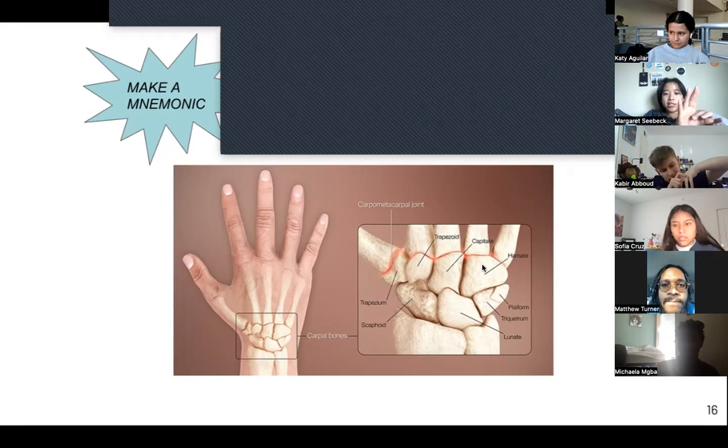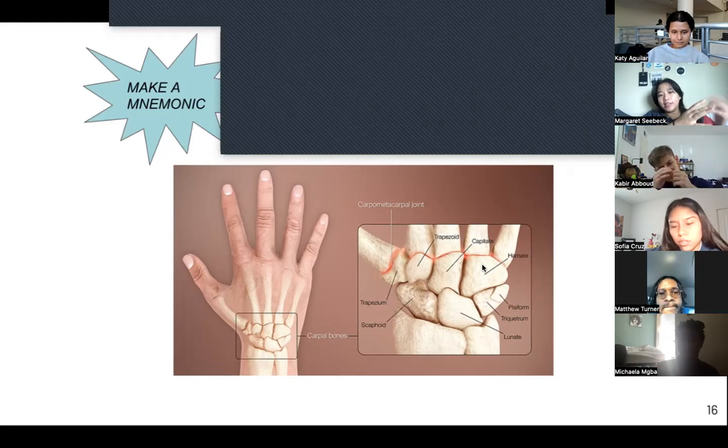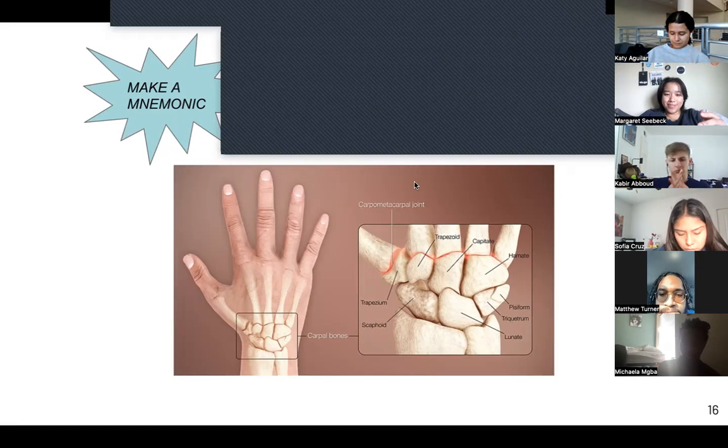And then the trapezoid is going to be right next to the captain. I don't really have a memorization one for that, but I always know trapezium is part of your thumb. I think of a trapeze. You have to have your thumb to hang on to a trapeze. So I don't know if that's any beneficial to y'all, but that's just how I memorize the different carpals right there.